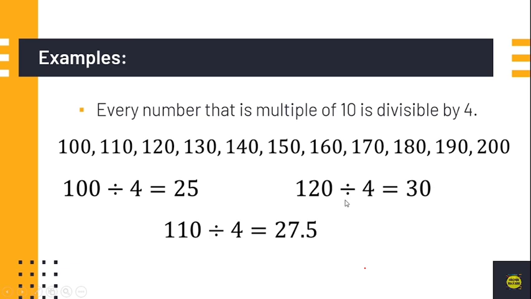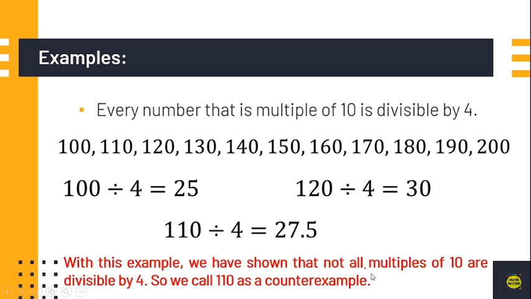Wala na siyang decimal. So kung mag-decimal na siya, class, di na siya divisible by 4, may remainder na. So 110 divided by 4 is 27.5, di ba? Naka-decimal na siya or fractional. So that means this multiple of 10 is not divisible by 4. So with this example, we have shown that not all multiples of 10 are divisible by 4. So we can call 110 a counter example. So yun, 110 is a counter example to the statement about multiples of 10.